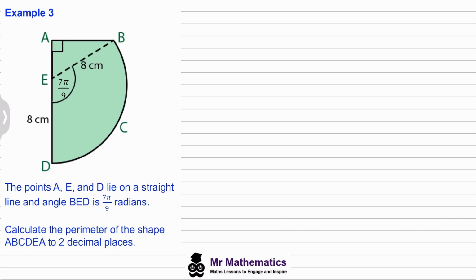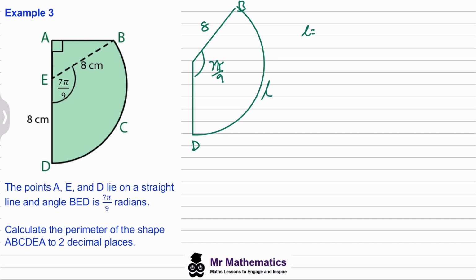Okay, so welcome back. So there's a couple of things to think about here. If we consider this sector to begin with, we know the angle is 7 pi over 9 radians, and the radius is 8. So this will allow us to work out the arc length, I'll call L. So L will be theta r. So this will be 7 pi over 9 multiplied by the radius of 8. And as a decimal, this is approximately 19.548 centimeters.